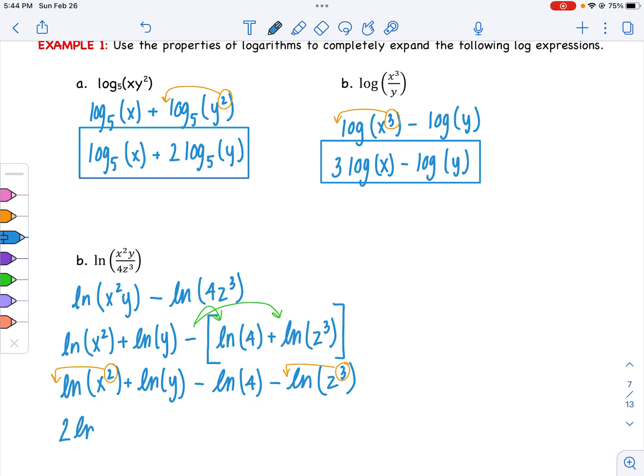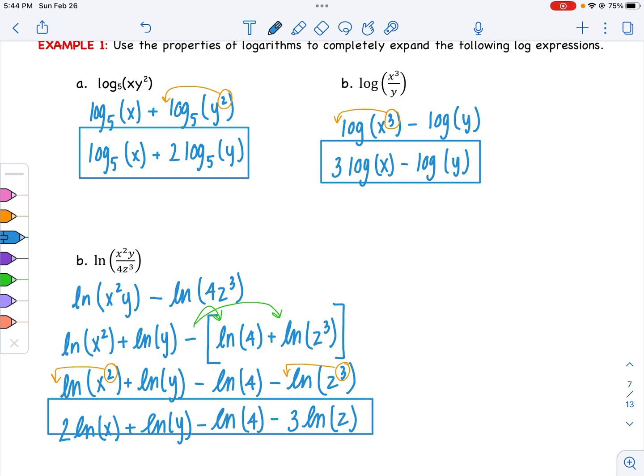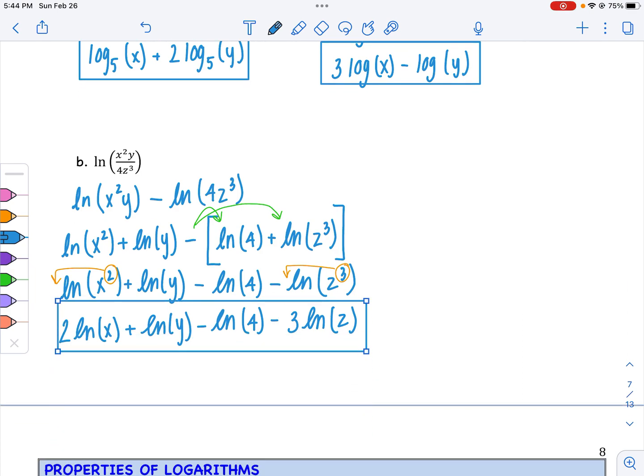So 2 ln of x plus ln of y minus ln of 4 minus 3 ln of z. So this one I really expanded. There's a big part to it. 4 terms this time. And I used the product, quotient, and power rule.